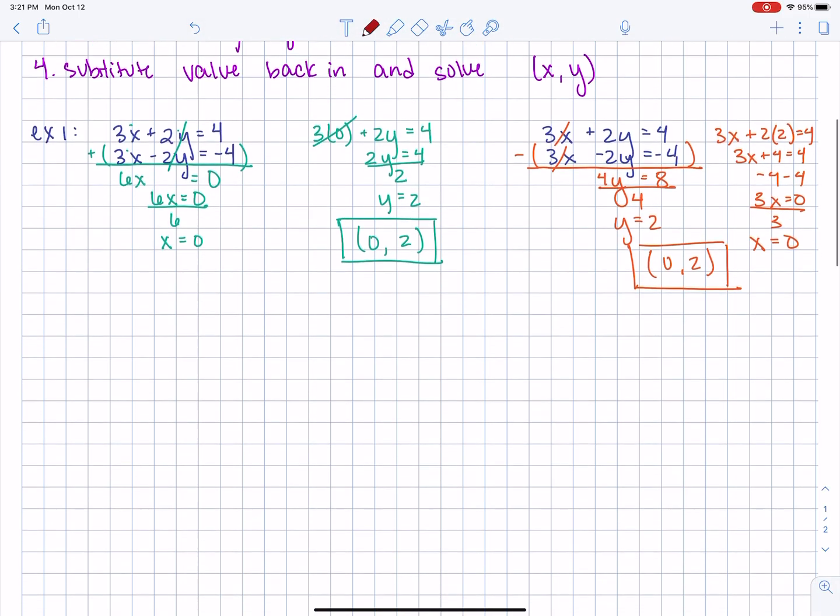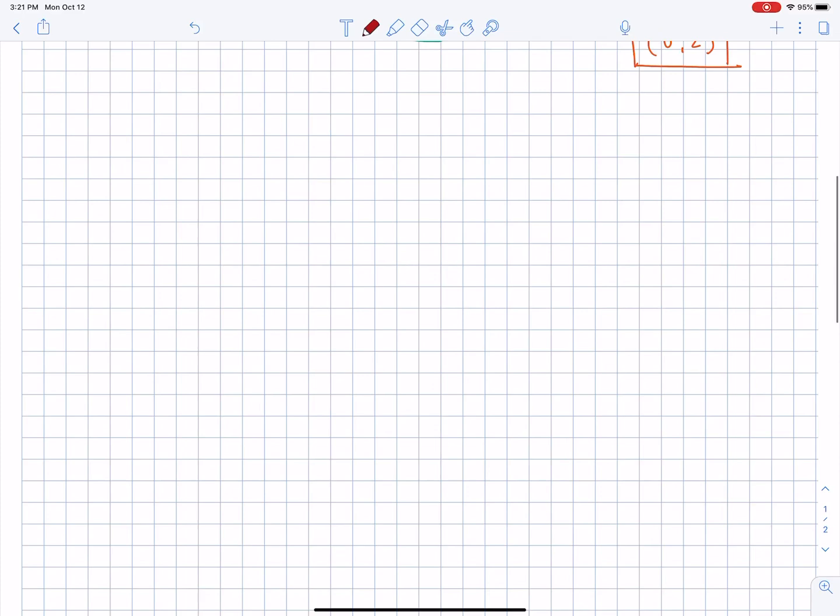So let's look at an example where you would have to multiply by something in order to set up your process for elimination. So I'm going to look at the system negative 10x plus 3y is equal to 1, and negative 5x minus 6y is equal to 23.